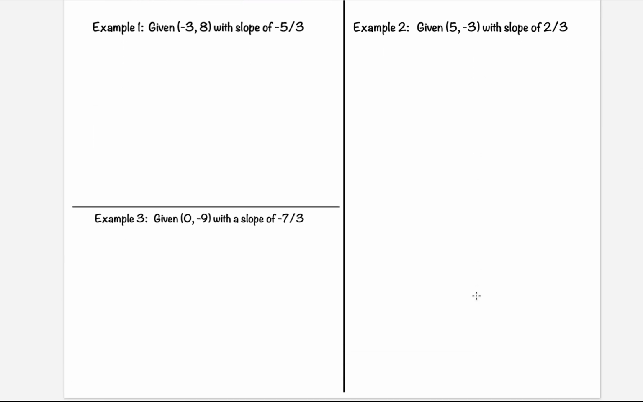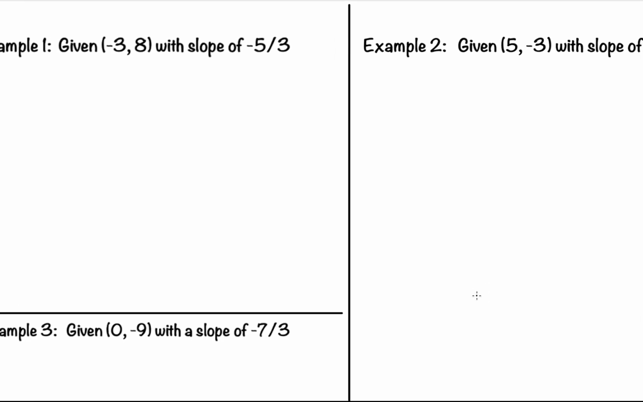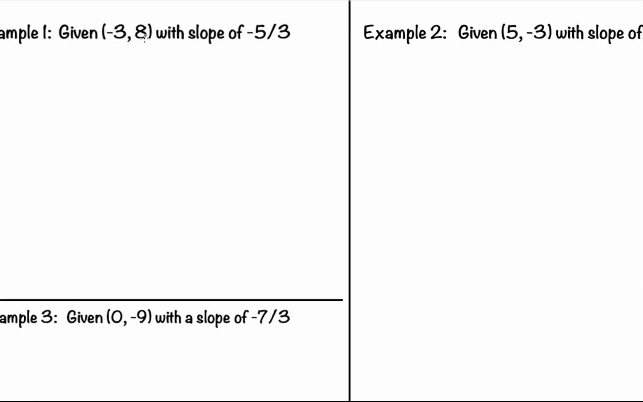So let's look at some examples. This first example, example 1, we are given the point negative 3, 8 with a slope of negative 5/3. So let's write this out in point slope form. Y minus 8, because remember you take the opposite of your values here. So we're going to use a negative 8 and a positive 3, or a plus 3. Y minus 8 equals negative 5/3 times x plus 3.